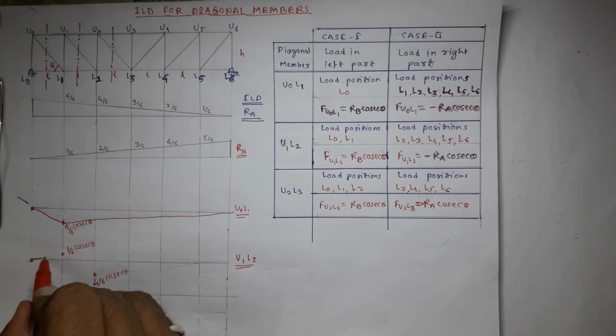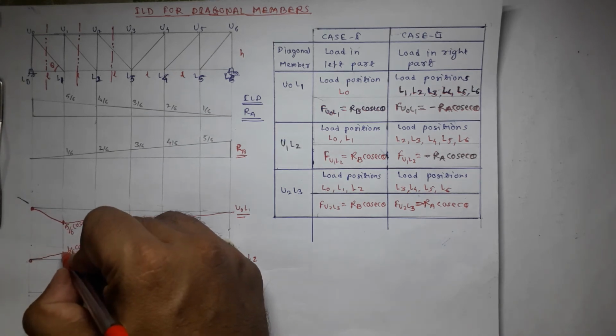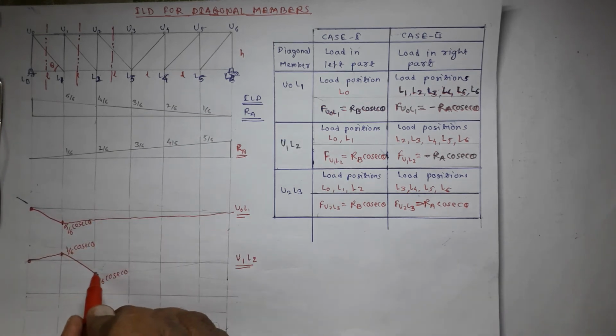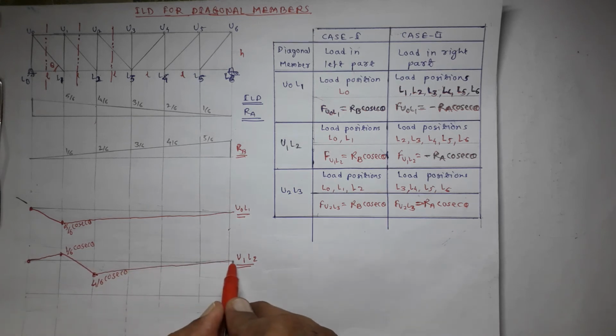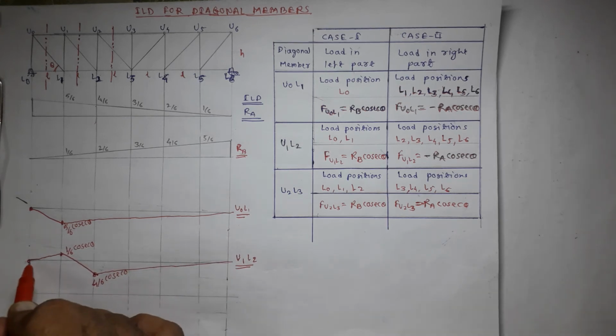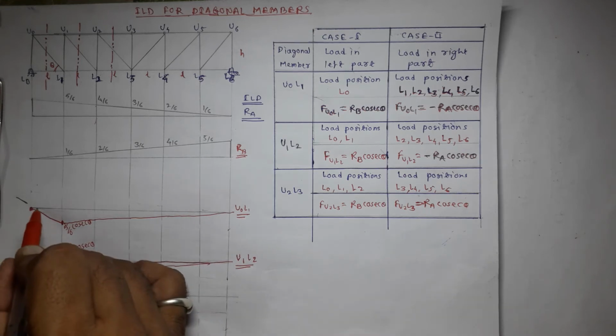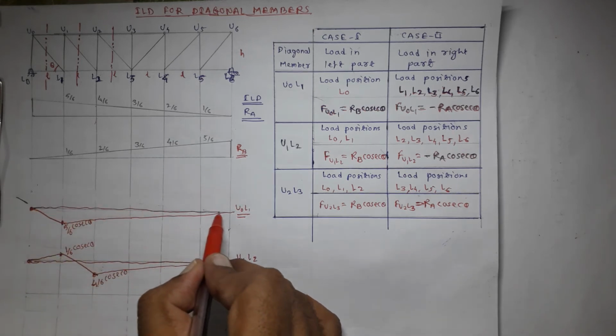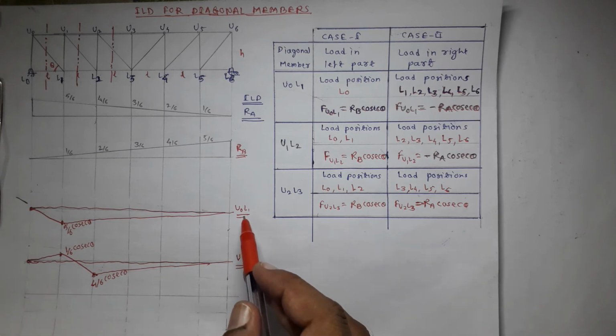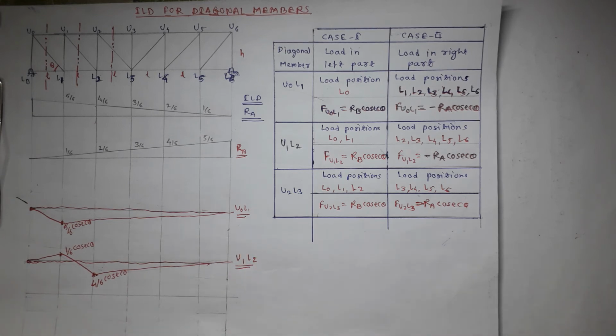So join these two, or join these two again, and draw a line in this manner. So this is the ILD; this is the baseline. The baseline has been shown over here. So here also the baseline is this one. So these are the ILDs for U0 L1 and U1 L2 respectively. Now ILD for U2 L3, again the similar procedure.